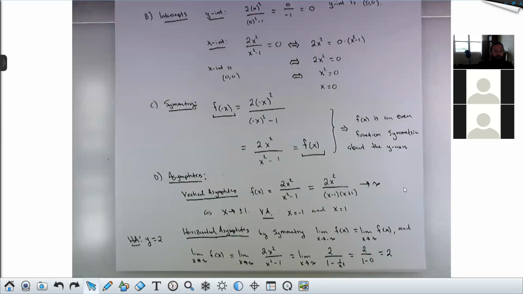Some cheat codes for this stuff. Symmetry: if all the powers of x that show up in your function are even, with no odd powers of x, then automatically you can tell you're dealing with an even function. So we could have said right away, every time an x shows up here, it shows up squared. That means this is automatically an even function. Cheat code for vertical asymptotes: you get them with the domain. Set the bottom equal to 0, and those will be your vertical asymptotes. We already did that when we found the domain, so we weren't doing anything fresh here.